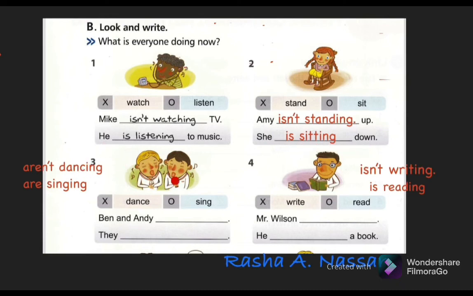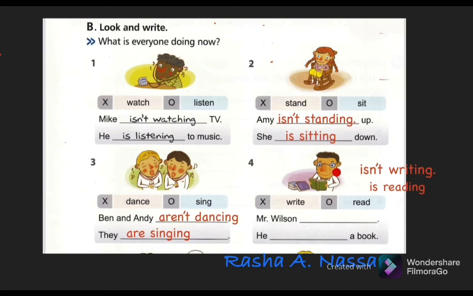Look at picture number 3. What aren't they doing now and what are they doing now? They aren't what? They aren't dancing. So what are they doing? They are singing. Again, this is the negative form and this is the affirmative form. Ben and Andy aren't dancing. They are singing. What are they doing now? They are singing. What aren't they doing now? They aren't dancing.